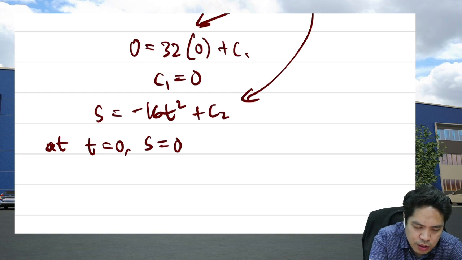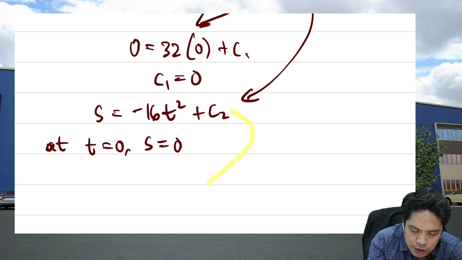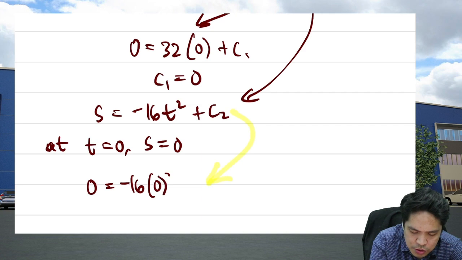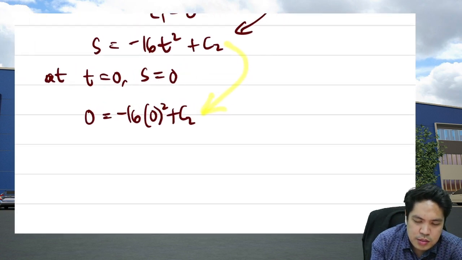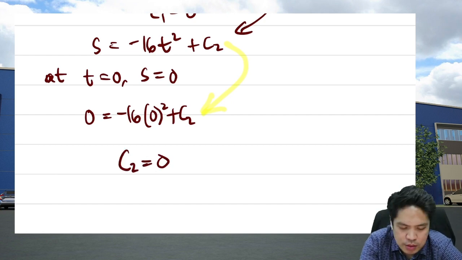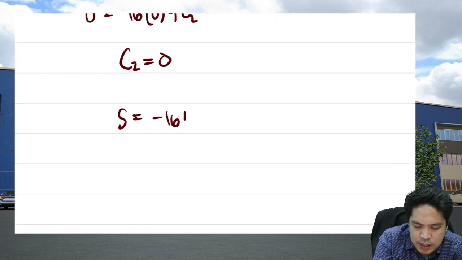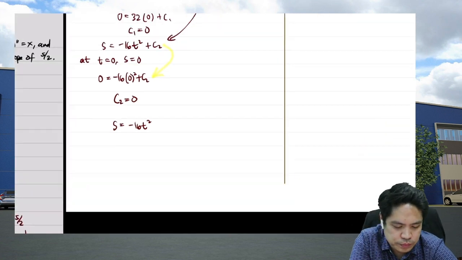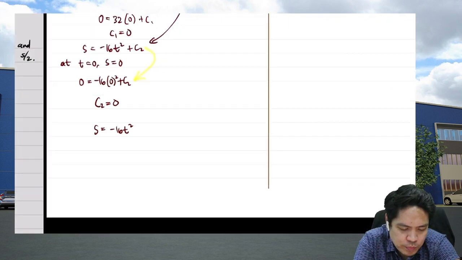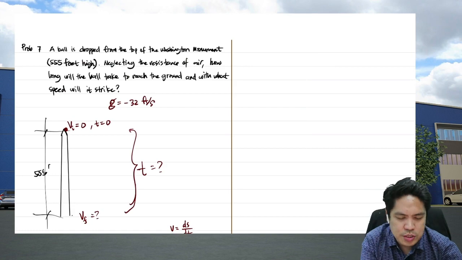Substituting that here, we'll have 0 is equal to negative 16 times 0 squared plus c2. Hence, what does this mean? c2 is also 0. So therefore, s is simply negative 16 t squared. Now, since s is the distance traveled by the ball, to answer our first question, how long will it take the ball to reach the ground?